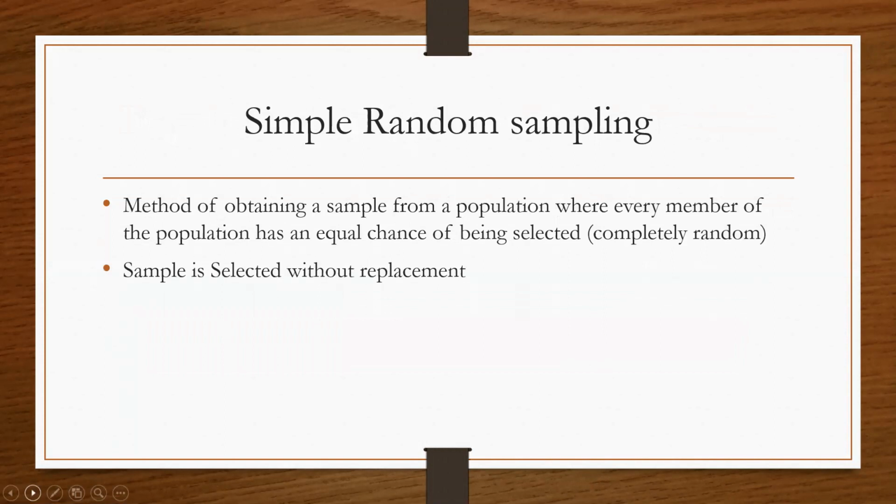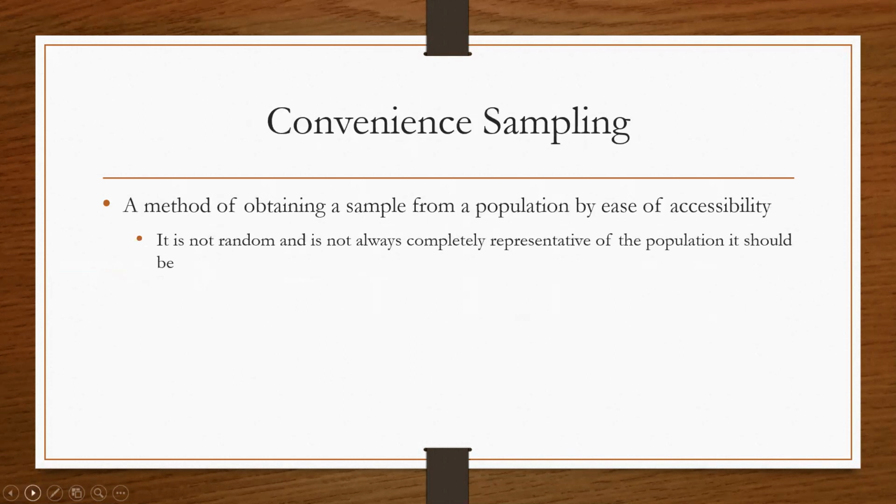Simple random sampling is a method of obtaining a sample from a population where every member has an equal chance of being selected. It's completely random, and the sample is selected without replacement. Convenience sampling is not random, so it's not always as good, but it's the easiest way to quickly get a sample going. However, you can't use the results to make any generalizations, since it's not representative of the population.